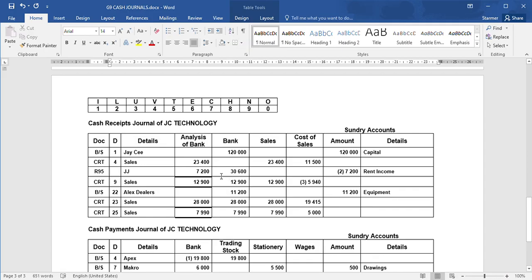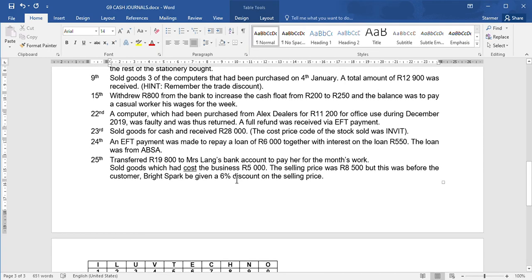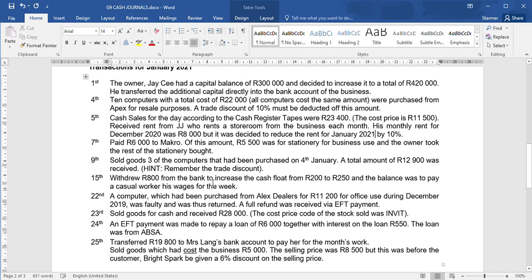So if you had 15 transactions on the same day, you'd have 15 amounts under analysis and one total under bank. So if the transactions take place on the same day, don't bank them individually. Go to the bank at the end of the day. Alright, then the next one.